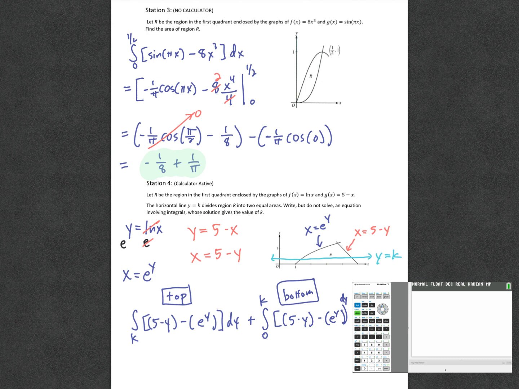Okay, so the only thing we really have to get is this top limit here, according to the y value of this intersection here. So let's do that in the calculator down here.